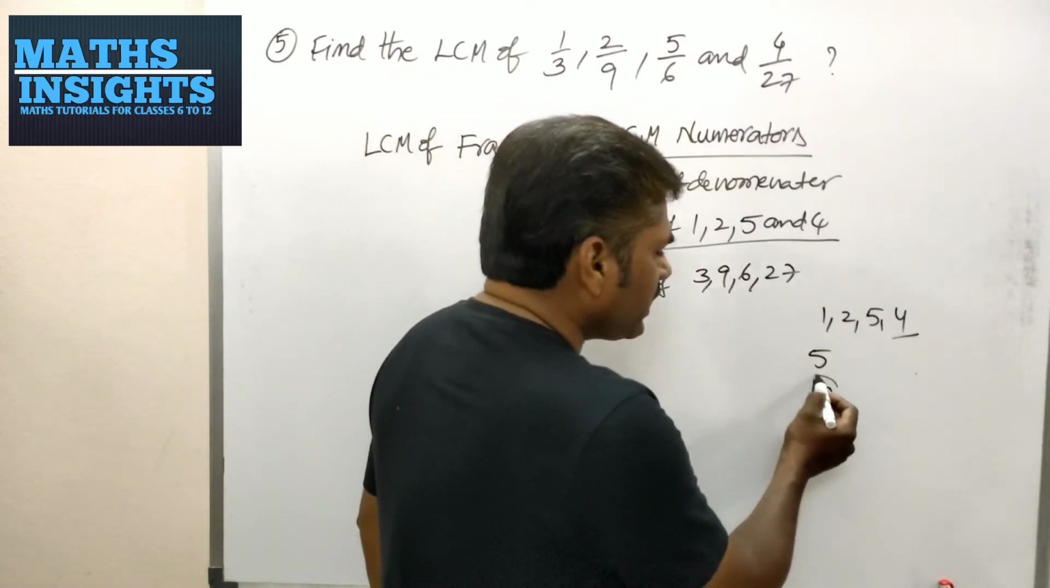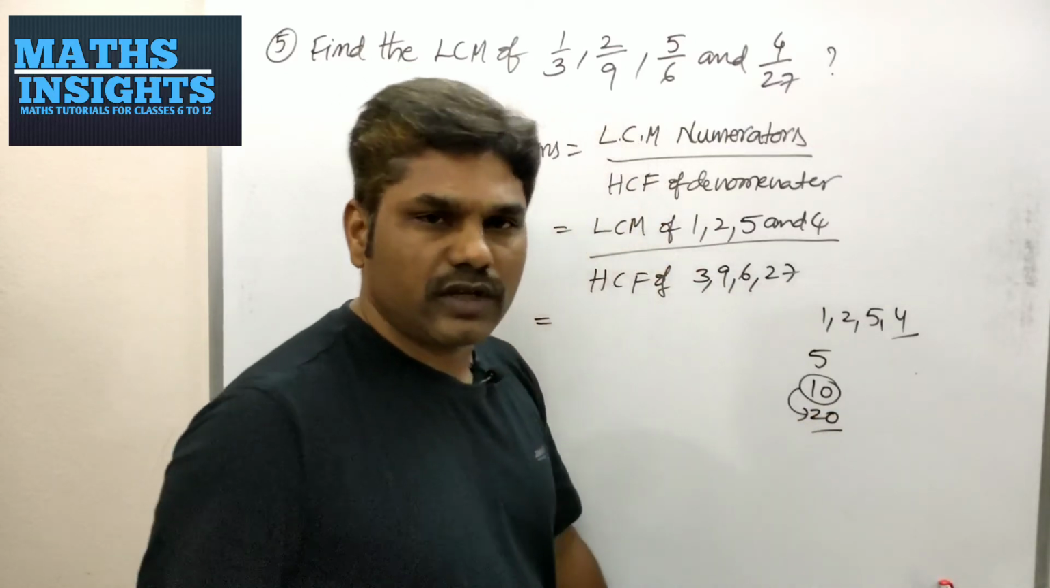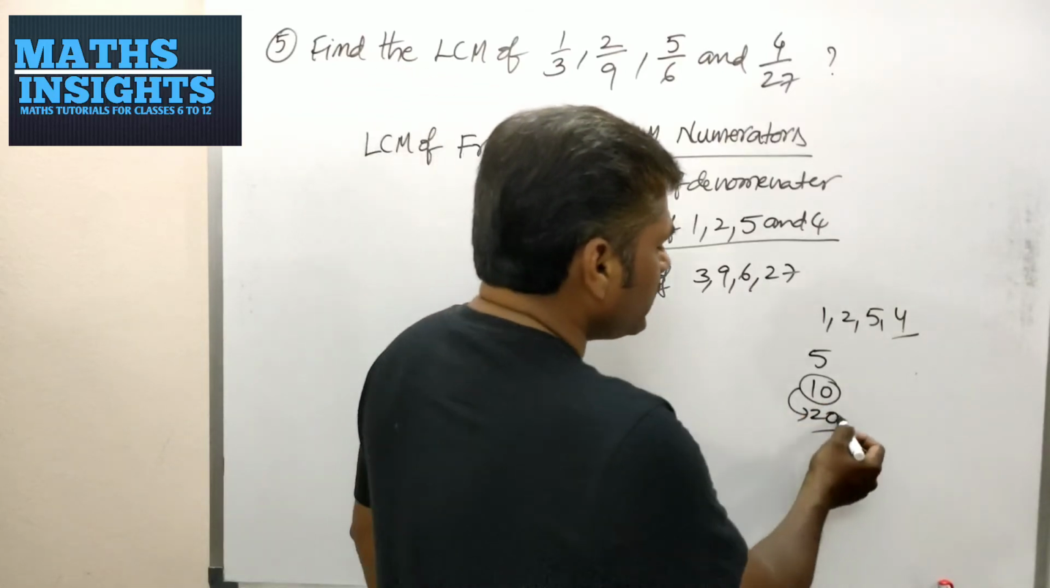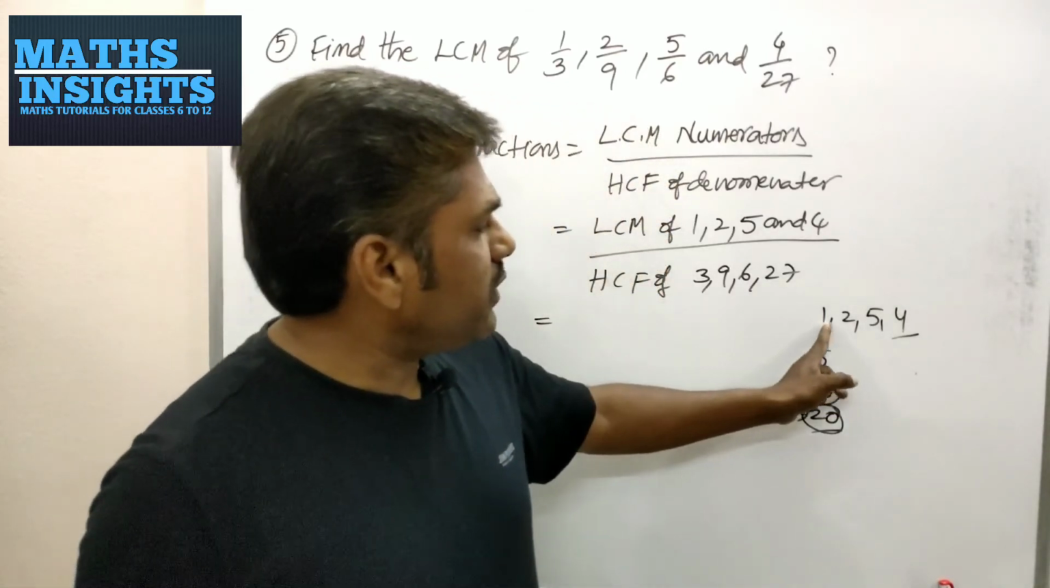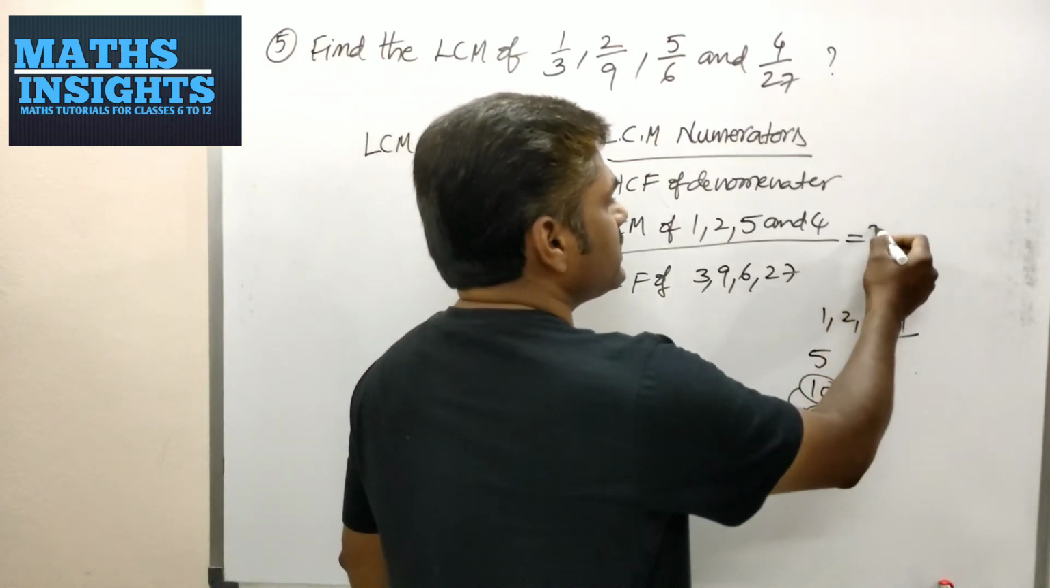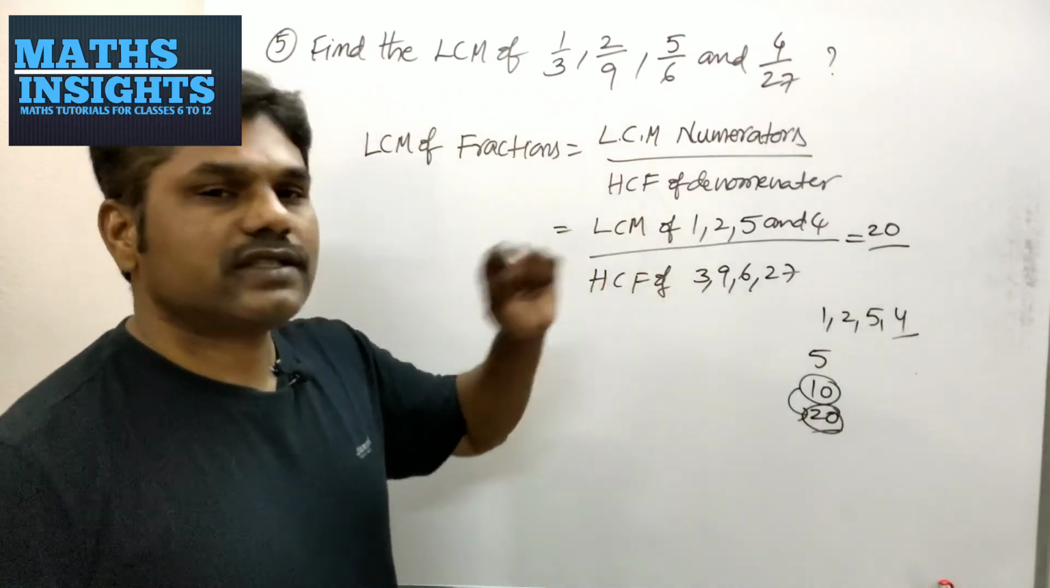See, after taking a number, you have to take double of that number. Don't take 15 again. Okay? So 20 is divisible by all these numbers 1, 2, 5 and 4. Therefore 20 is the LCM of these three numbers.